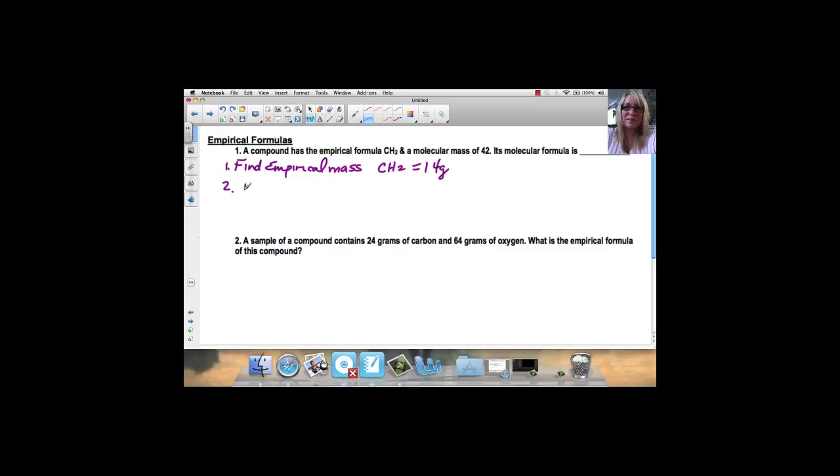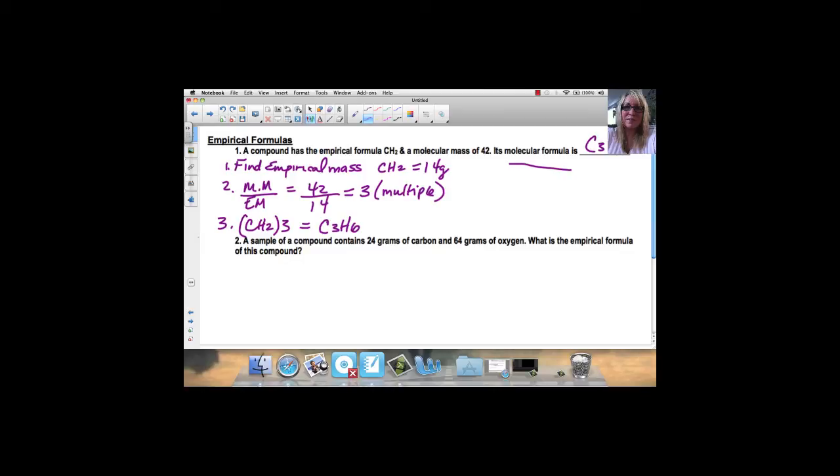Second thing, you're going to take the molecular mass and divide it by the empirical mass. My molecular mass is 42. I'm going to divide that by my empirical mass, which is 14. It's always going to be the larger number divided by the smaller number because you need a whole number. So this is going to be 3. The 3 is my multiple, meaning that whatever my molecular formula is, it is 3 times that of my empirical. So I take my empirical formula, multiply it by my multiple, and I get C3H6.